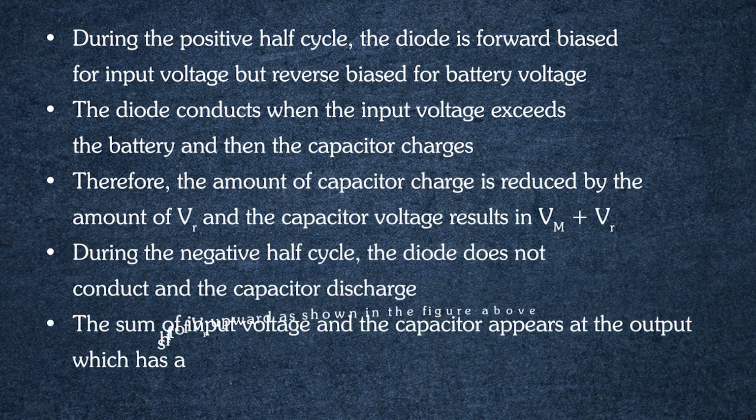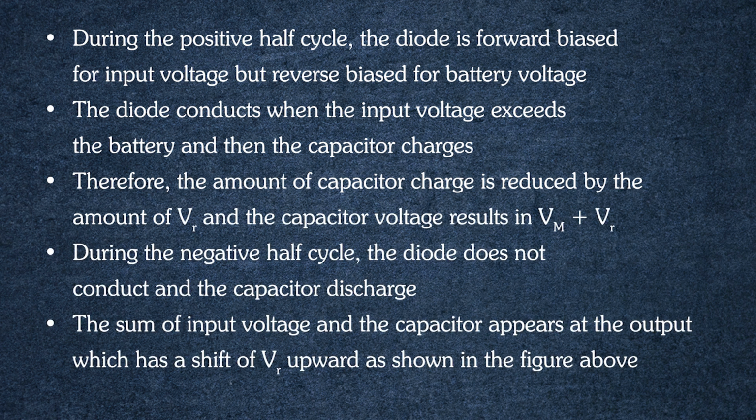During the positive half cycle, the diode is forward biased for input voltage, but reverse biased for battery voltage. So, the diode conducts when the input voltage exceeds the battery, and then the capacitor charges. So, the first condition that arises for the positive half is that in the positive half cycle of the input, the diode is forward biased, but it is reverse biased by the battery voltage.